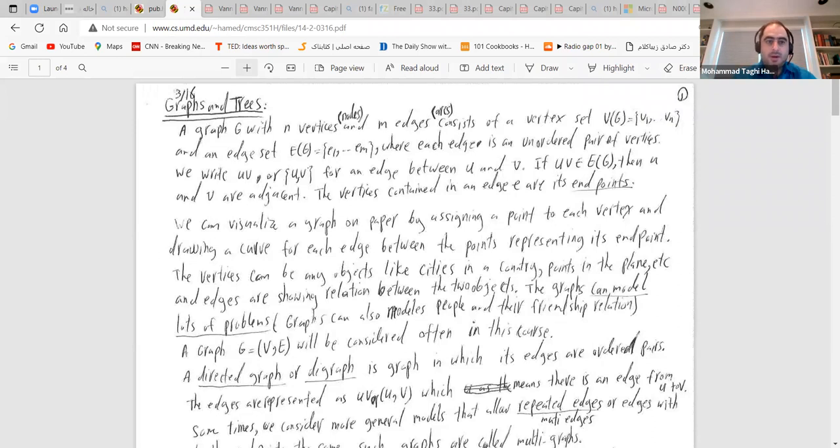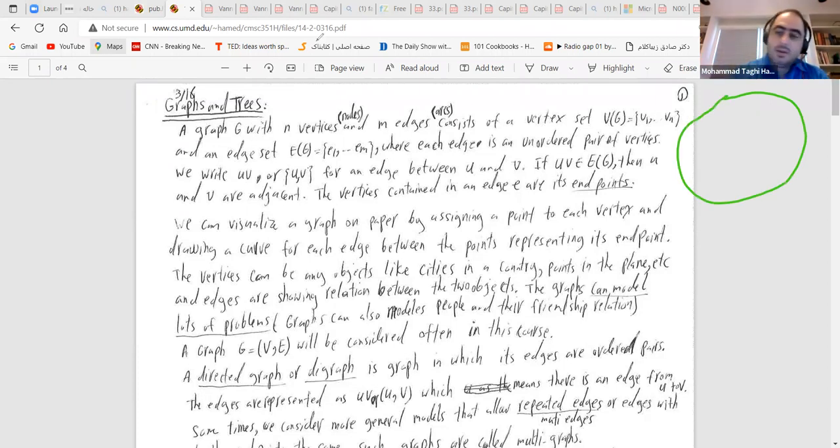Okay, so let's start talking about this, about the graphs and trees. So, in general, a graph, we will just represent it with something like this. And then we have, this is a graph G. We have N vertices or nodes here. And there is a set of edges in between the vertices. So we have a vertex set V of G, V1 to Vn, and an edge set E1 to Em.